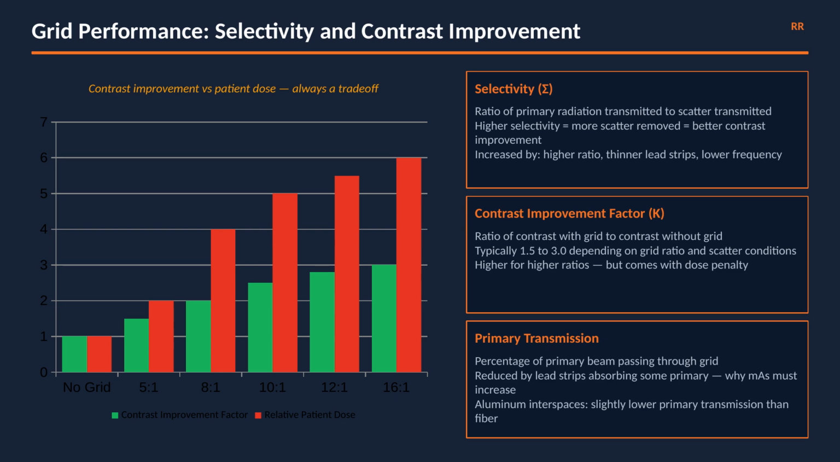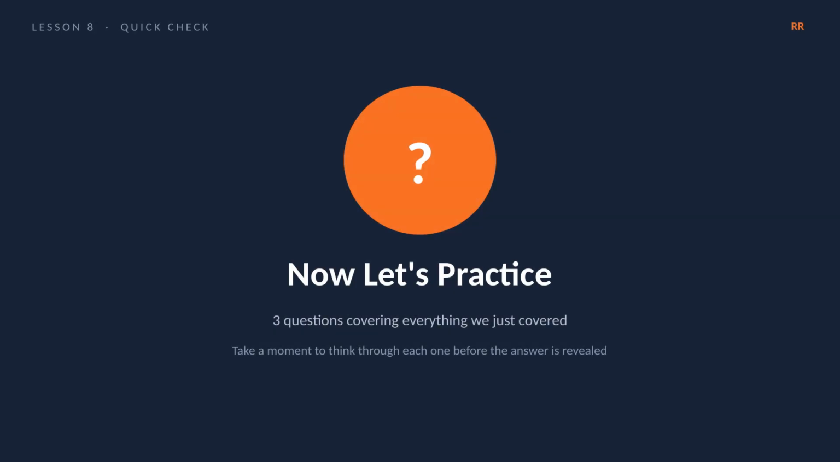Contrast improvement factor, K, the ratio of image contrast with the grid to image contrast without it. Typically 1.5 to 3.0 depending on ratio and scatter conditions. This is how much better the image looks with the grid versus without. Primary transmission. Three grid questions.